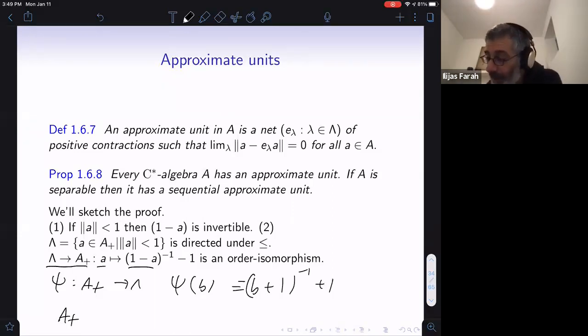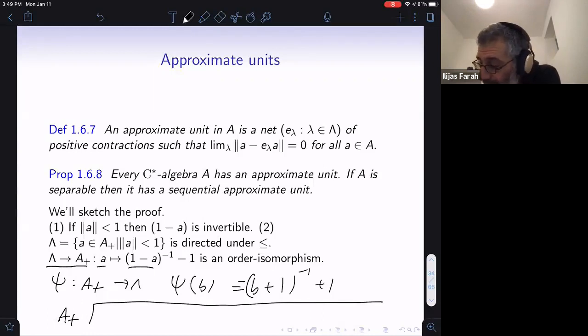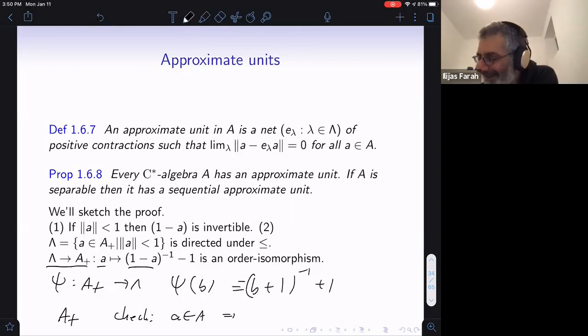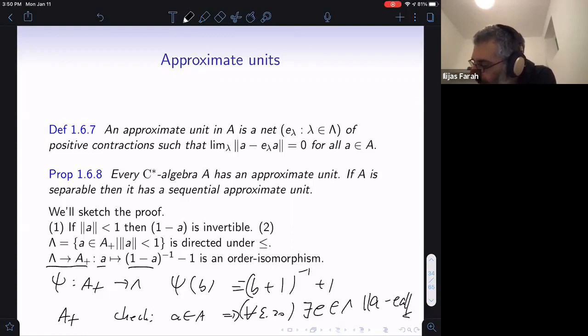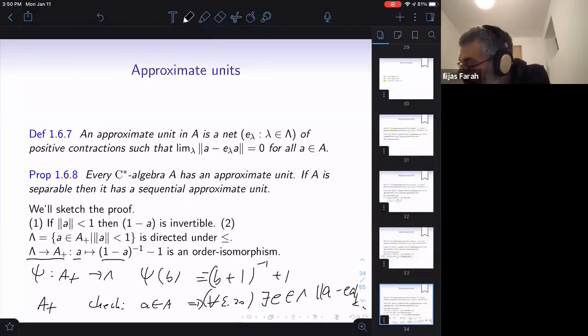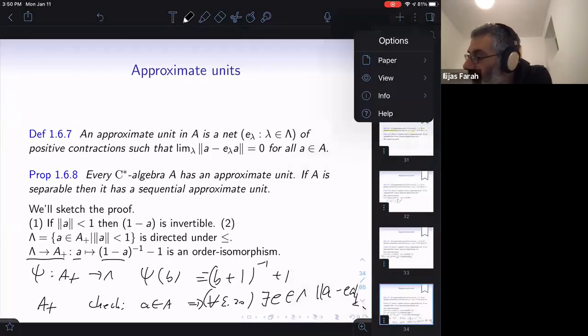So all that remains to check is the following. We need to check that if A is in the algebra, then for every epsilon greater than zero, there exists E in lambda such that the norm of A minus EA is less than epsilon. Okay, so how do we prove this? Well, let me just add one page here.